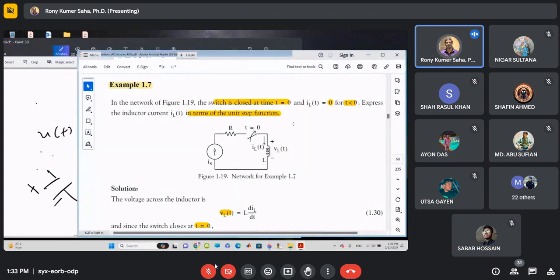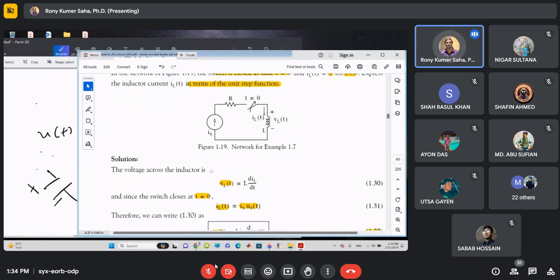This one is also closed at t equal to 0, and IL at t equal to 0 means its initial value; for t less than 0, its initial value is 0. Now you have to express this current in terms of the unit step response. They have already made it clear: the initial condition of this inductor is 0. So you can assume it as a zero condition. Well, that's okay. Let's try to solve it following the previous problem.